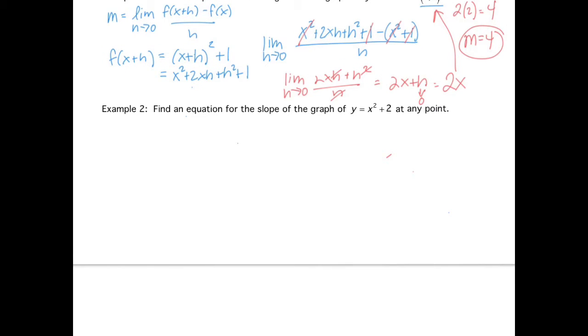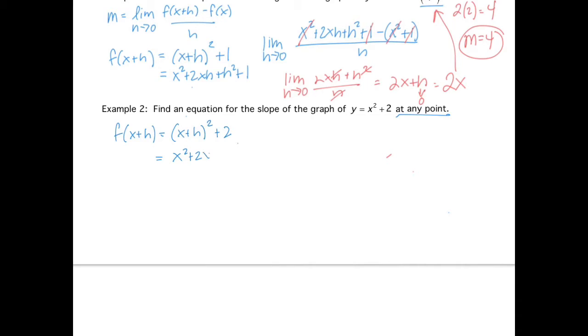So example 2 is only slightly different because now it wants me to find it at any point. So basically I'm just doing the first part of what I did above, and then I don't even have to plug in any x values. So again, I'm going to start by finding f of x plus h. So I'm going to plug x plus h into my function for x, and then I'm going to multiply it all out.